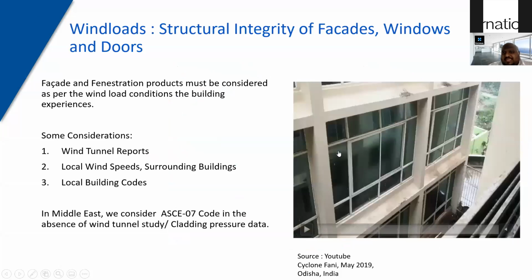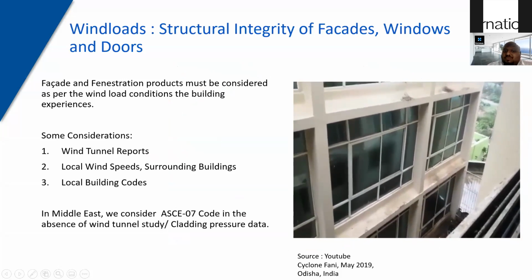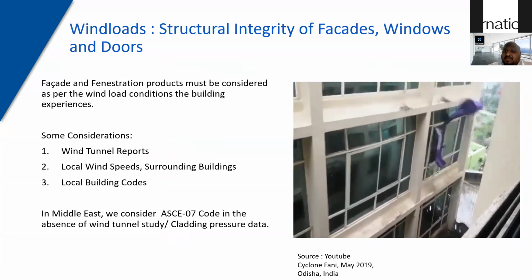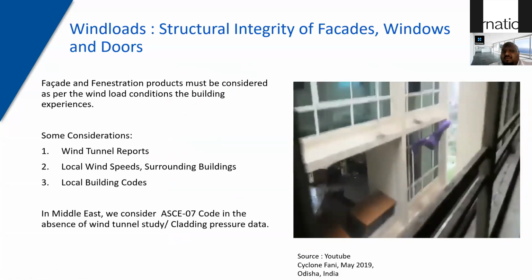I have a small example to show. This is a small G+10 building in the eastern part of India, and in late May 2019, the city was impacted by a huge cyclone, which was about 2.2 kPa of wind pressure. Although the building is low-rise, you can see because of the wind tunnel effect, the windows are just pulled away from the building. So it's very important that when you design a building, you consider wind tunnel reports, not only for high-rise buildings, but even if a building is in a densely populated city center with a lot of buildings around it.